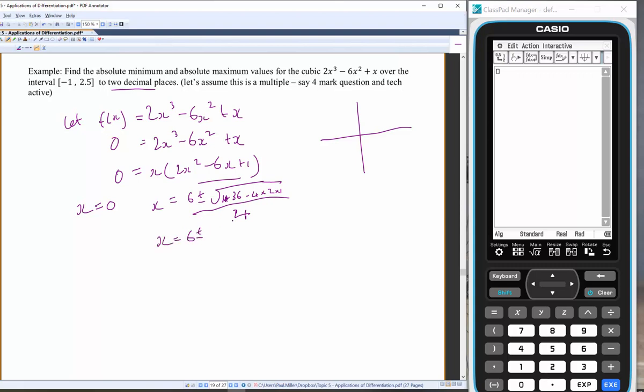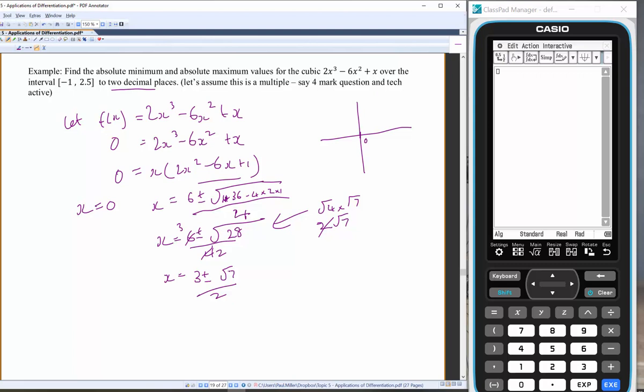X equals 6 plus or minus the square root of 36 take 8. What's that? That's 28 over 4. And this root 28 is going to be root 4 times root 7, which is 2 root 7, and we're going to cancel the 2 on the simplify. So we're going to get 3 plus or minus root 7 over 2. Okay, so there are our x-intercepts. So we've got 1 at 0, 1 at 3 minus root 7.